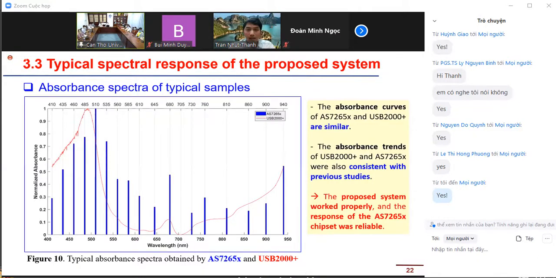And this is the absorption spectra of a typical sample collected by the sensor chipset and the USB2000 spectrometer. From this figure, we can see that the absorption curves of the sensor chipset and USB2000 are similar. Moreover, these absorption curves were also consistent with a previous study. So it can be concluded that the robot system works well, and the response of the sensor chipset was reliable.